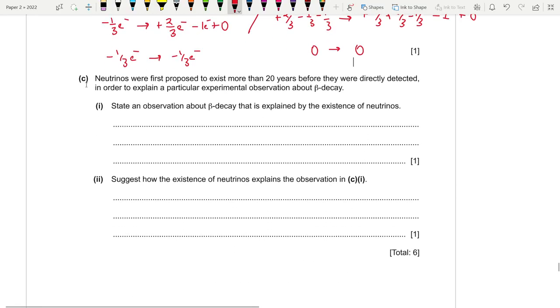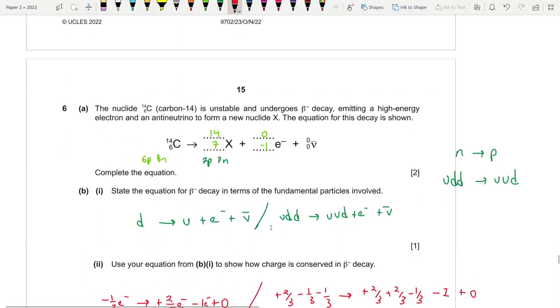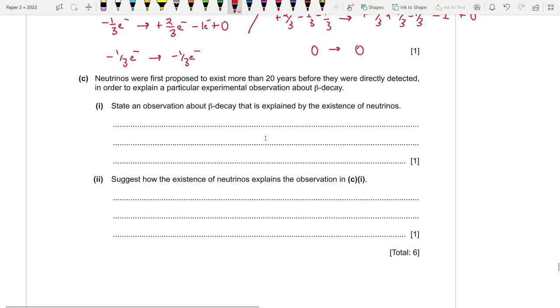Neutrinos were first proposed to exist more than 20 years before they were directly detected. In order to explain a particular experimental observation about beta decay, state an observation about beta decay that is explained by the existence of neutrinos. Okay, so the interesting fact and the difference between alpha decay and beta decay is that alpha particles always have discrete energy levels, it's always fixed, but beta particles always have a range of kinetic energy. Why? Because the kinetic energy is actually shared between these particles. If this one gets high energy, this one gets low. If this one gets low energy, this one gets high. So we never see fixed energies for the beta particles. Rather, they always have a continuous range. You'll learn this more in A2.